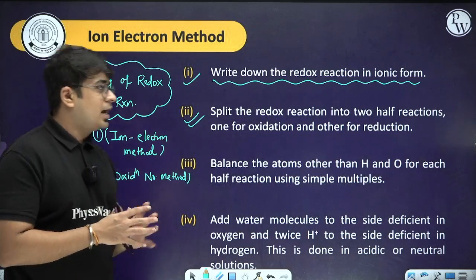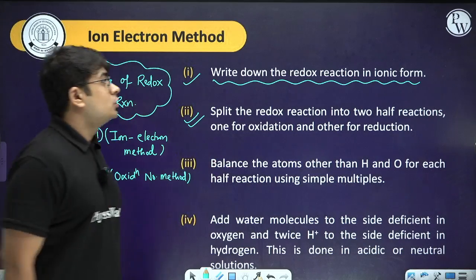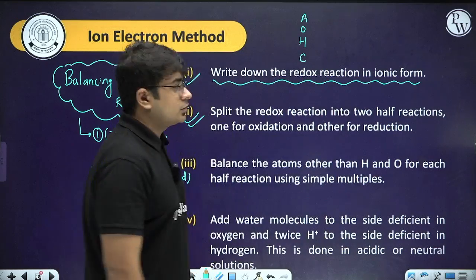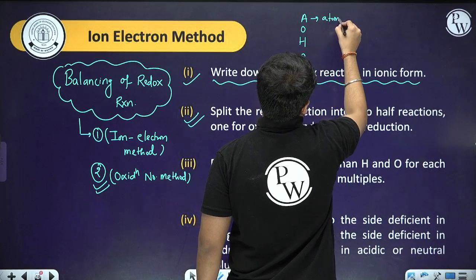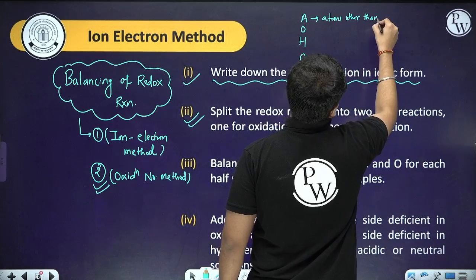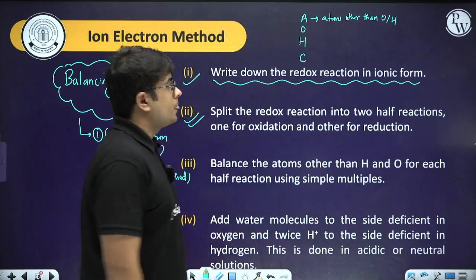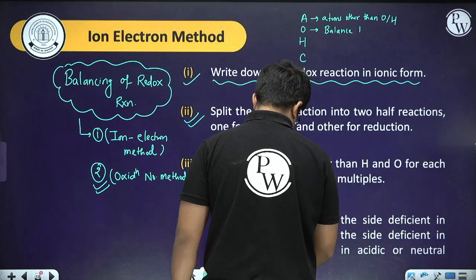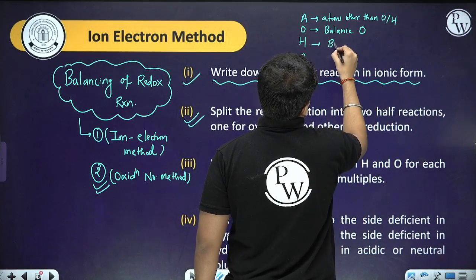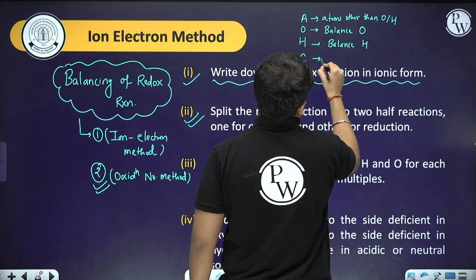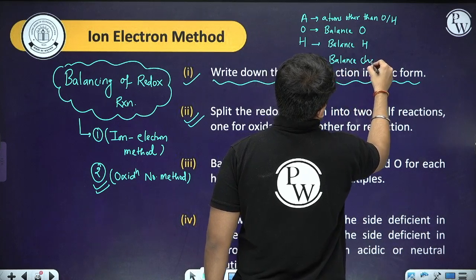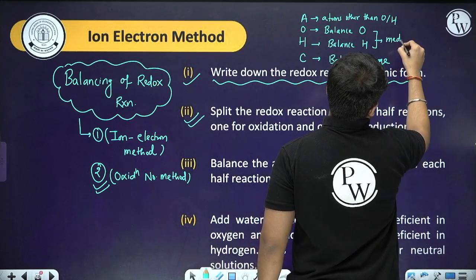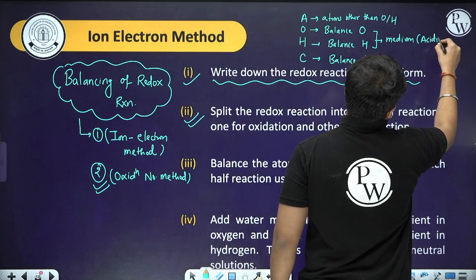Now balance the atoms other than hydrogen and oxygen for each half reaction using simple multiples. Always remember a simple principle which is AOHC. First of all, try to balance all the atoms other than oxygen and hydrogen. Next part will be balance oxygen, then balance hydrogen, and last part balance charge. Always remember that the balancing of oxygen and hydrogen depends upon the medium, which can be acidic or basic.